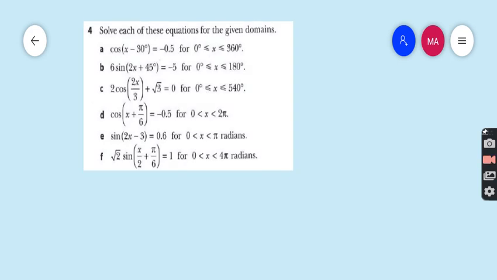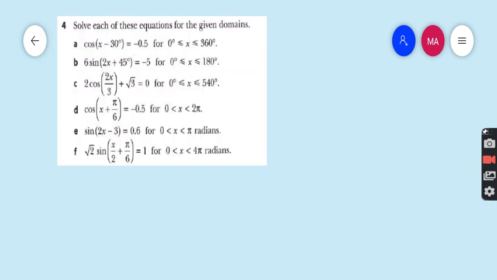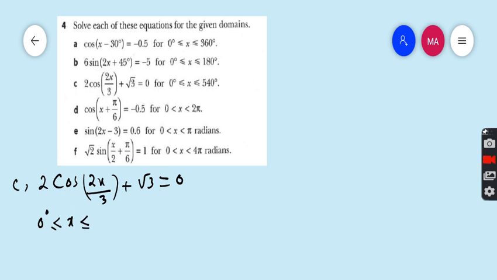Part C is 2 cos 2x upon 3 plus root 3 is equal to 0. The domain is given x from 0 to 360 degrees.